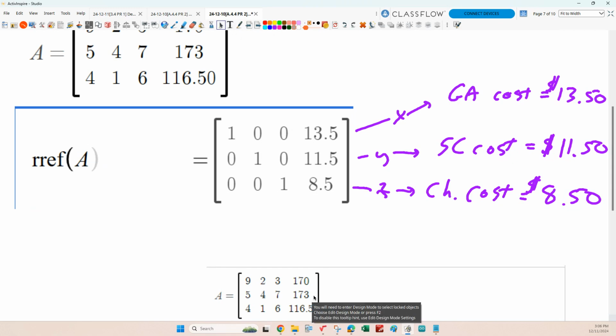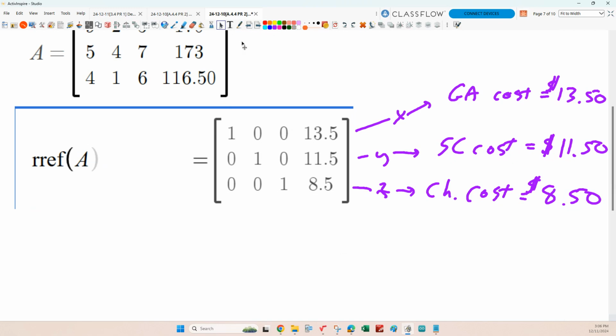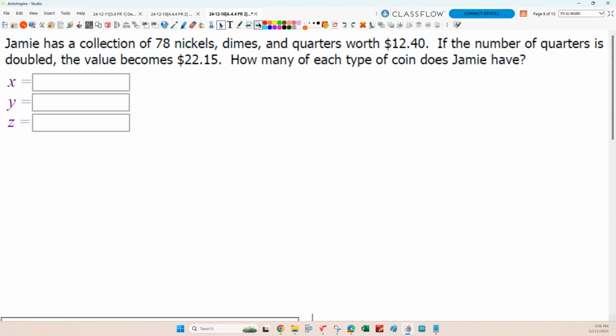So this stuff really isn't so bad, is it? I mean, once you do a few of these, they're pretty much all the same. All right, let's look at, okay, how about this one? Jamie has a collection of 78 nickels, dimes, and quarters worth $12.40. If the number of quarters is doubled, the value becomes $22.15. How many of each type of coin does Jamie have?